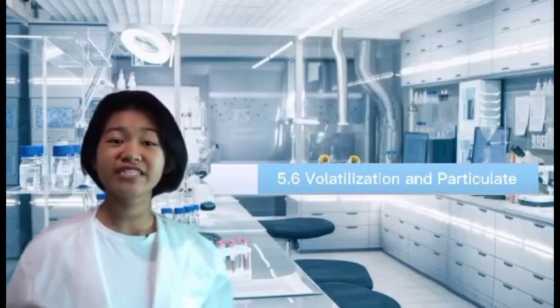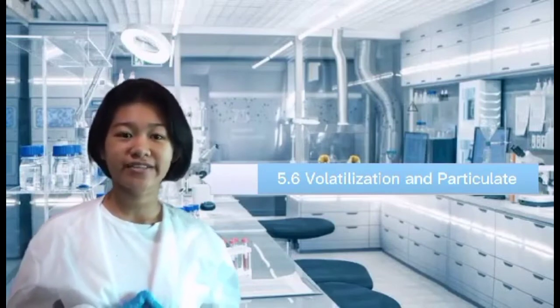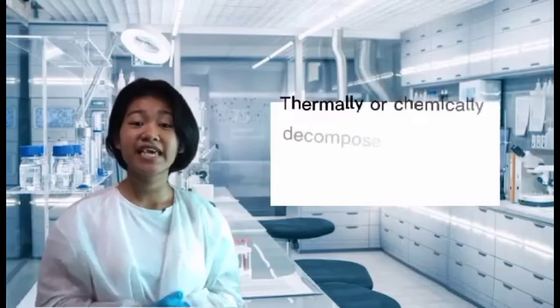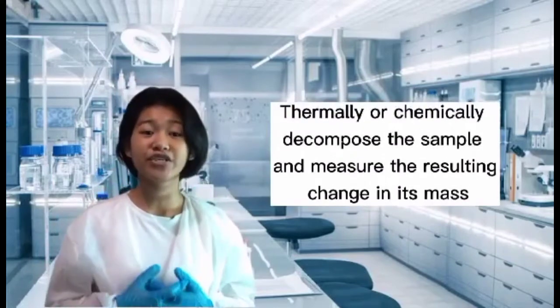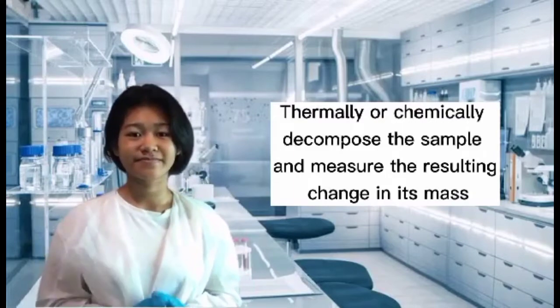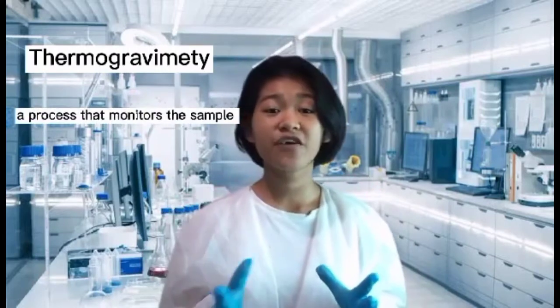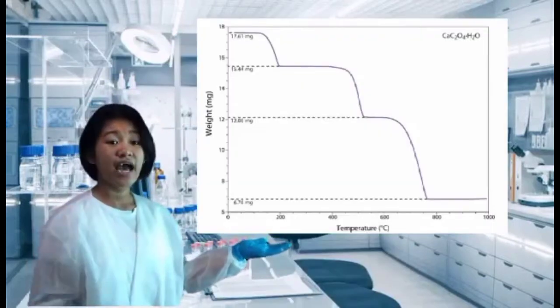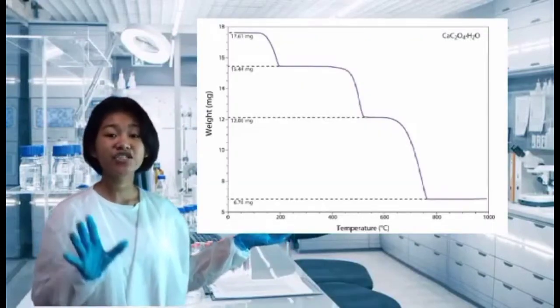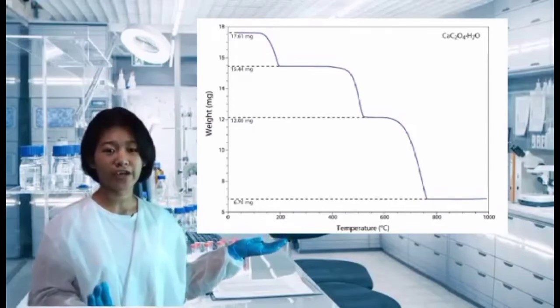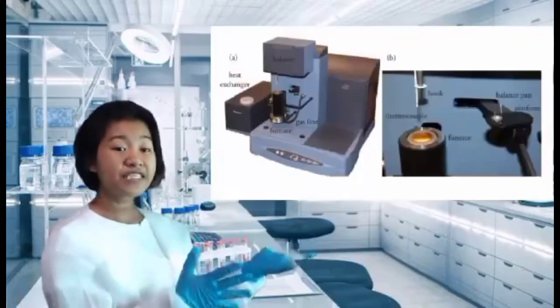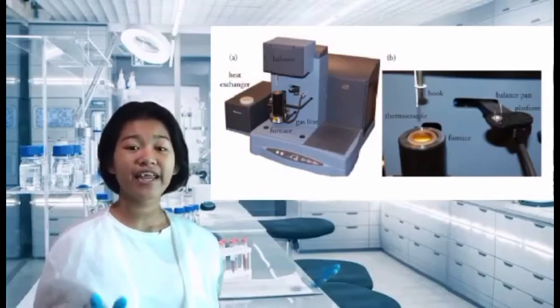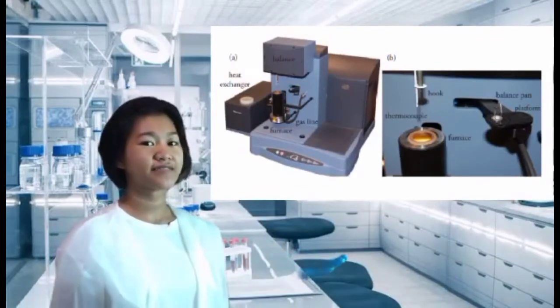Now let's proceed to 5.6, volatilization and particulate. Volatilization is to thermally or chemically decompose the sample and measure the resulting change in its mass. We have thermogravimetry, which is a process that monitors the sample mass as a function of temperature. This shows a typical thermogram in which each change in mass represents the loss of a volatile product. The equipment in volatilization depends on the method of analysis, either simple or complex. This is the instrument for conducting thermogravimetric analysis, which is the electromagnetic balance.